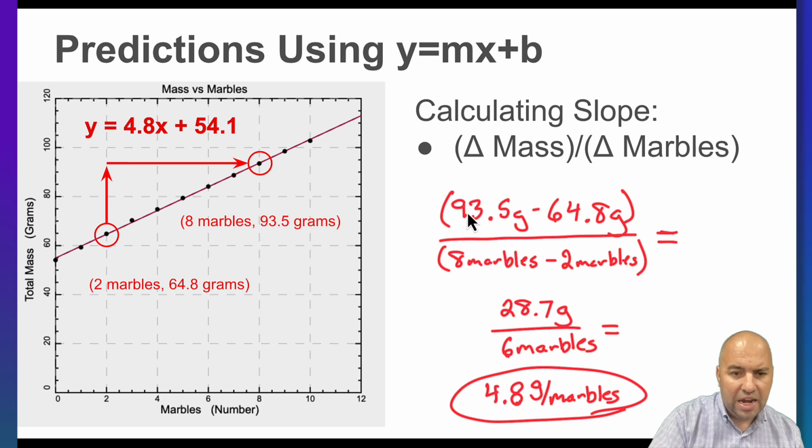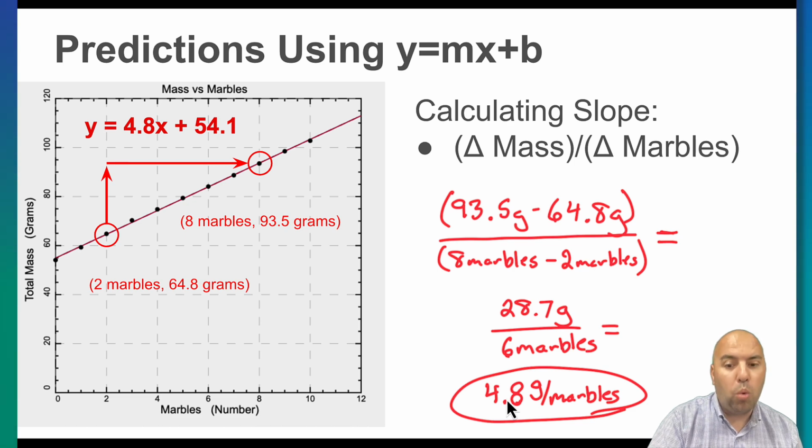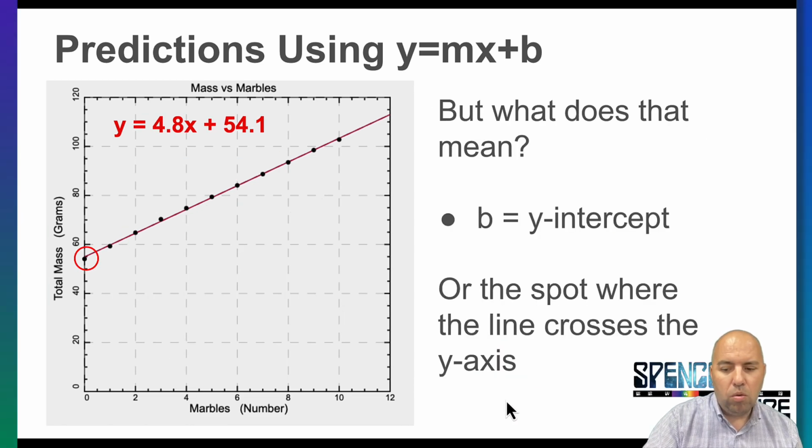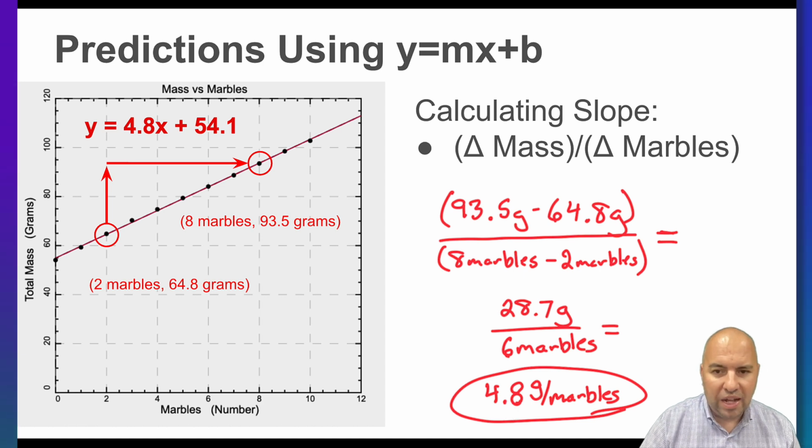If I take 93.5 grams minus 64.8 grams, that's going to give me 28.7. And then we want to find the run, the side to side. That's going to be 8 marbles minus 2 marbles, so it gives us 6 marbles. When I take 28.7 grams divided by 6 marbles, that gives us 4.8 grams per marble. What does that mean? That's our average mass of the marbles. So each marble has about 4.8 grams to it.